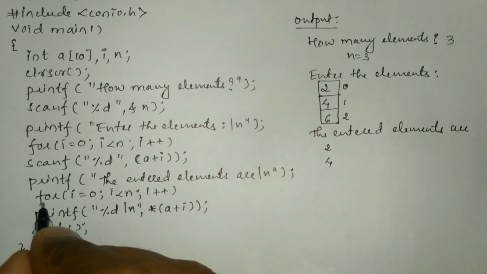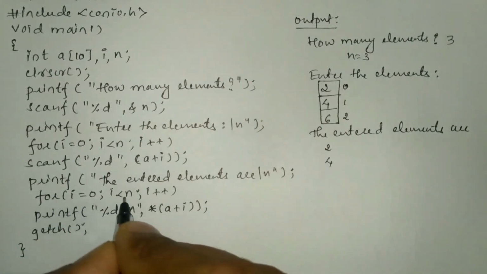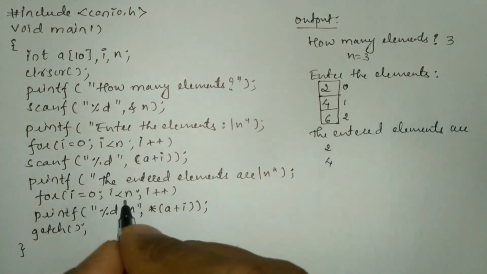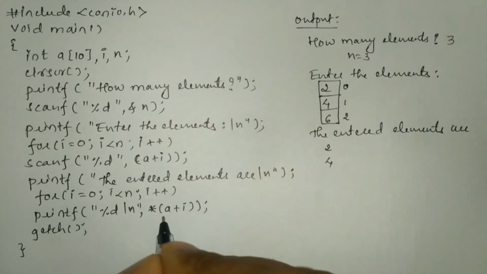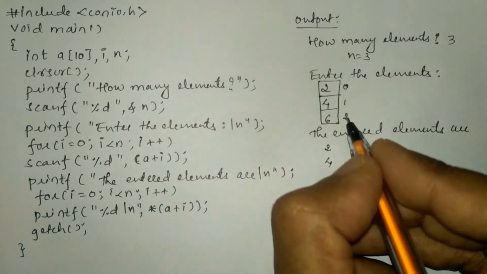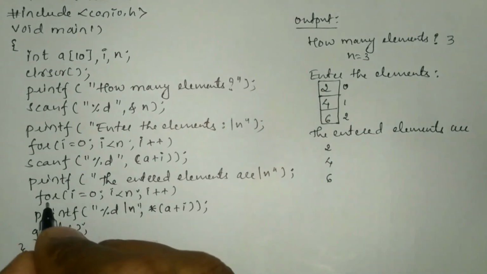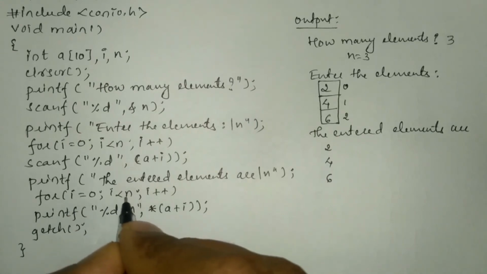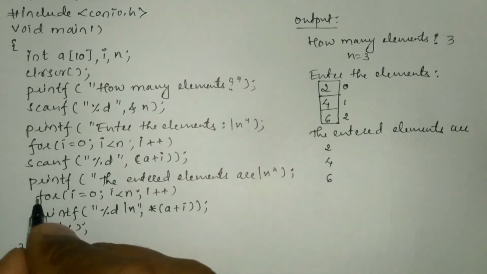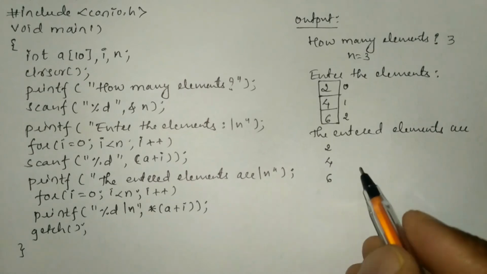Again control transfers to the for loop by incrementing the value of i by 1. Now i value is 2. 2 is less than 3. Yes, condition is true. So hence it is going to print this particular statement once again. So it is going to print a of 2. a of 2 consists of what? Value 6. Again control transfers to the for loop by incrementing the value of i by 1. Now i value is 3. 3 is less than 3? No, condition fails. Then the control comes out of this looping structure. It is going to execute getch and then terminates the program.